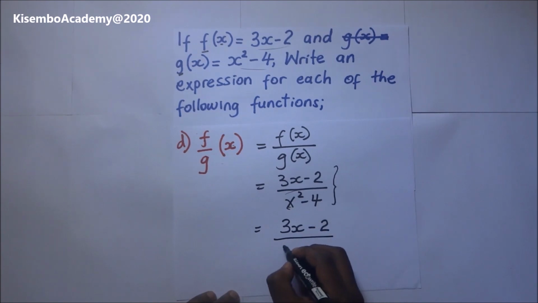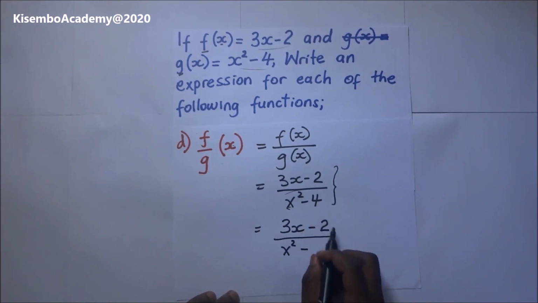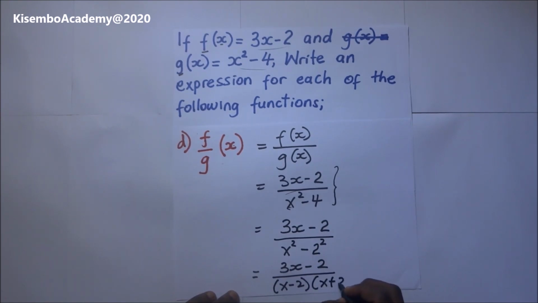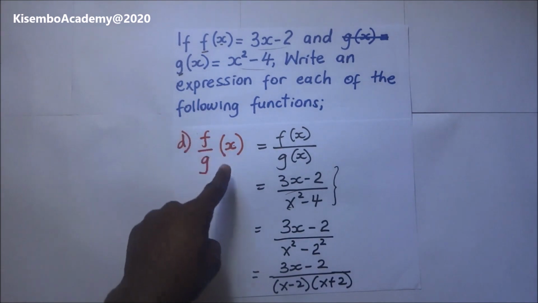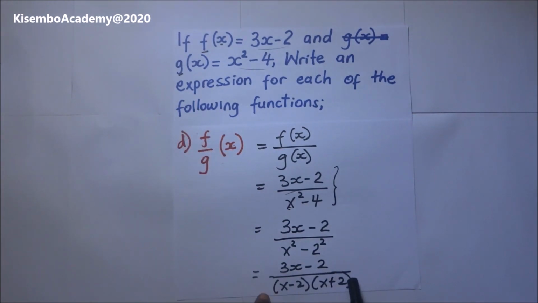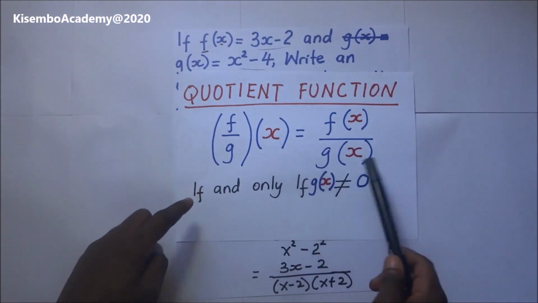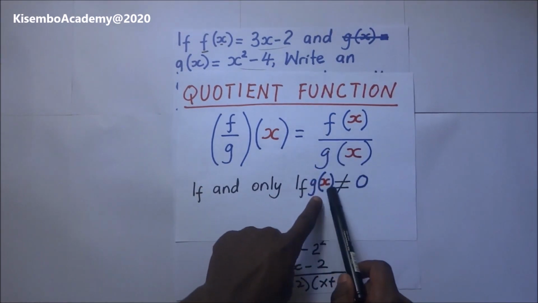X squared minus 4 is the same as x squared minus 2 squared. This is difference of two squares. And difference of two squares ends up giving us 3x minus 2 divided by x minus 2 into x plus 2. Difference of two squares, the property. So definitely, remember we said that when it comes to quotient, the key thing here is that the denominator is not supposed to be equal to 0. This is how we illustrated it here, that when we are looking at the quotient function, it is supposed to be such that the denominator, the g of x, is not equal to 0.